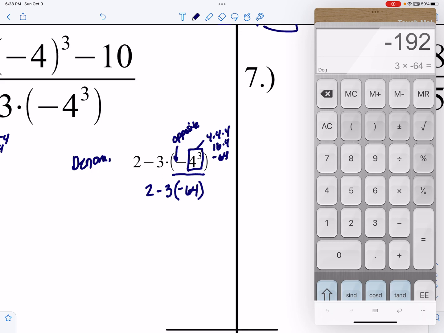Okay, and now I need to identify what operations I still have left. So you have to ask, do I have any multiplication or division? And I do. I'm going to go ahead and underline that right there. So I have a 3 times a -64.